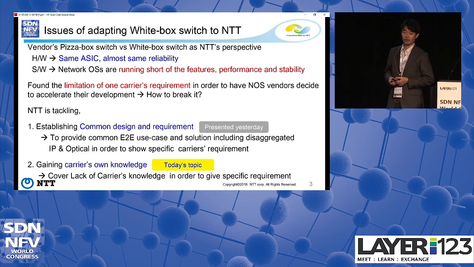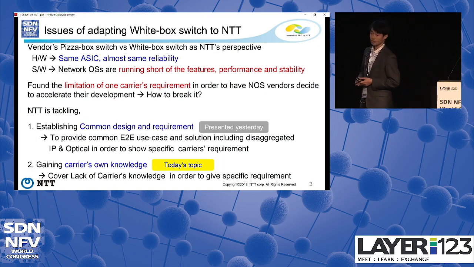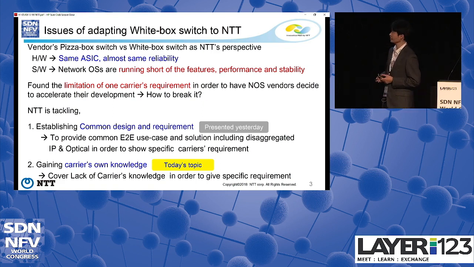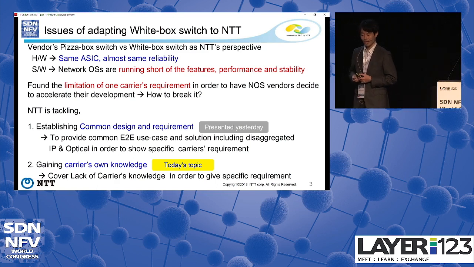However, how does it compare to the vendor pizza box switch? Unfortunately, the software doesn't have such mature features, scalability and stability. About the hardware, it is almost the same. They are using the same ASIC, so the reliability is almost the same. We gave our requests to the vendors who provide white box network OS, but we felt a limitation. Only one carrier requesting this kind of requirement is not enough. So how do we break it?